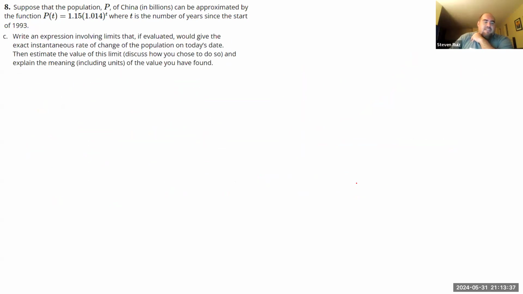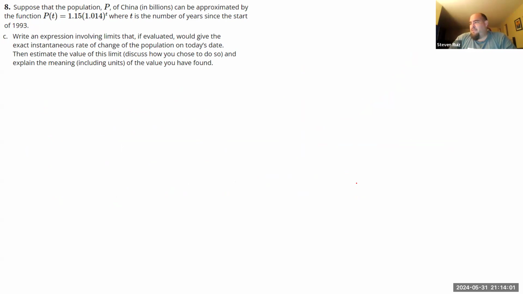So moving on to part C, write an expression involving limits that, if evaluated, would give the exact instantaneous rate of change of the population on today's date. Then estimate the value of this limit. Discuss how you chose. Okay, so let's answer the first sentence first. So we want an expression involving limits that would give us the exact instantaneous rate of change.